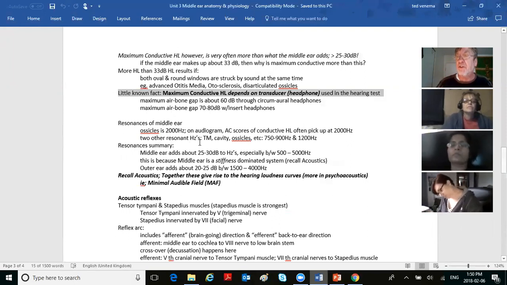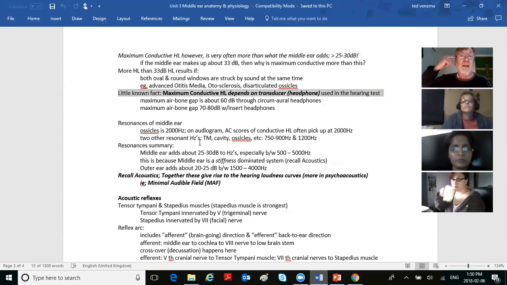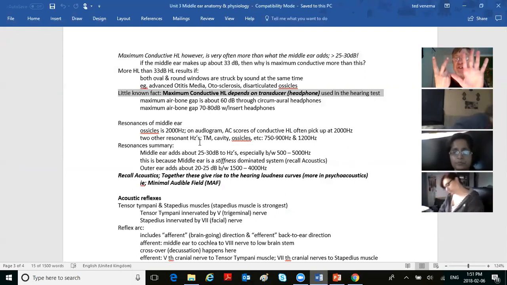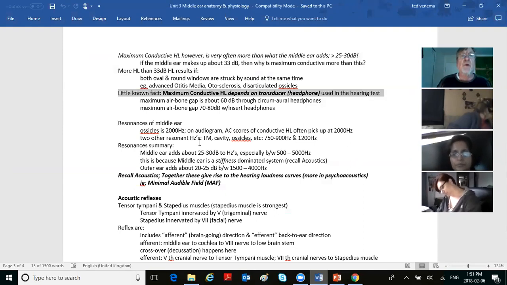Anyway, a little known fact is that the maximum conductive hearing loss possible that you can measure in audiometry is not 130, it depends on the headphone. Okay, circumaural headphones, the biggest conductive hearing loss you can measure, 60. Insert headphones, the biggest conductive hearing loss you can measure, 75. Okay? We'll get more on that later.